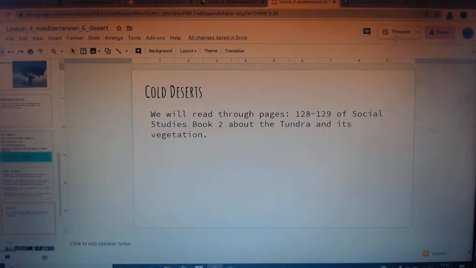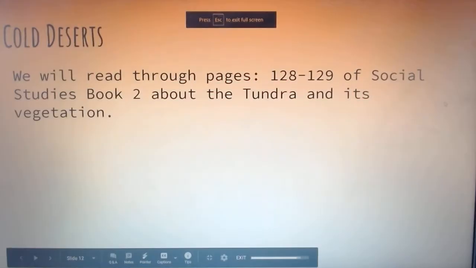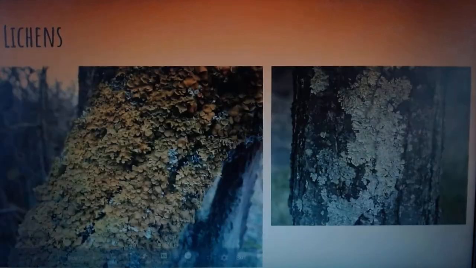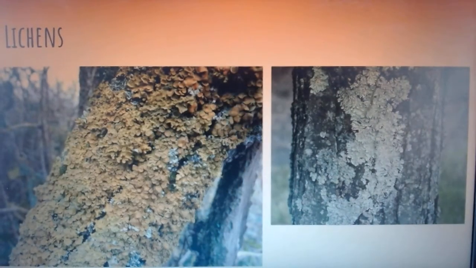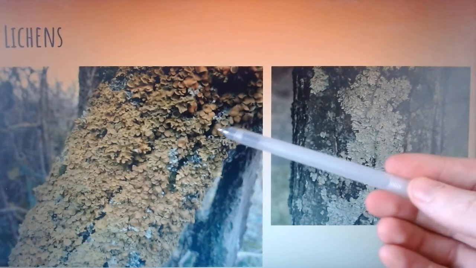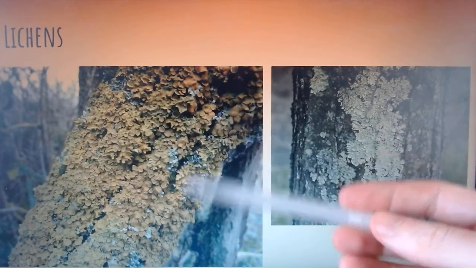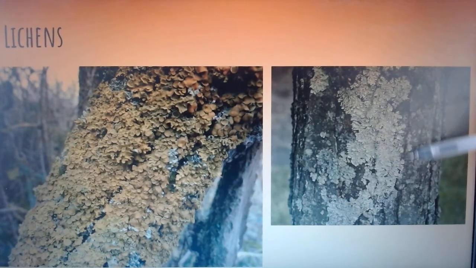Okay, so we're just back on our PowerPoint. Let me just show you some of the pictures of our lichens, whichever way you say it. Lichen is like this. It's a fungusy type plant. It grows mainly on trees or rocks, along the ground, and it has this kind of fungus type appearance to it. If you pick it up and rub it in your fingers like that, it just falls apart very easily.